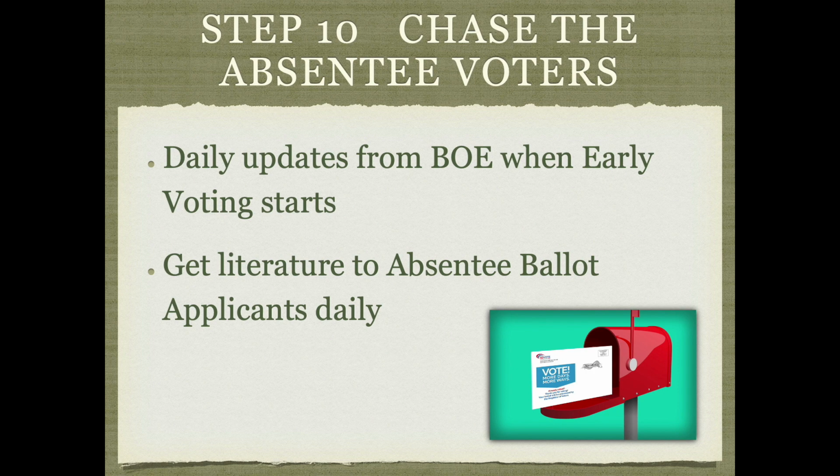Step 10. Chase the absentee voters. Obtain daily updates of absentee ballot requests from the Board of Elections starting the first day of early voting, continuing through the last week before the election. Immediately mail or hand deliver your literature to them. Door knock if possible. Absentee address labels may be downloaded from the BOE website. Your literature should arrive before or on the same day they receive their absentee ballot in the mail.